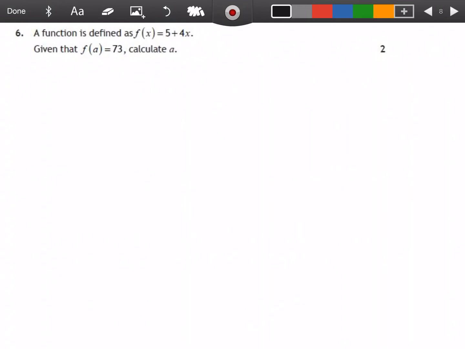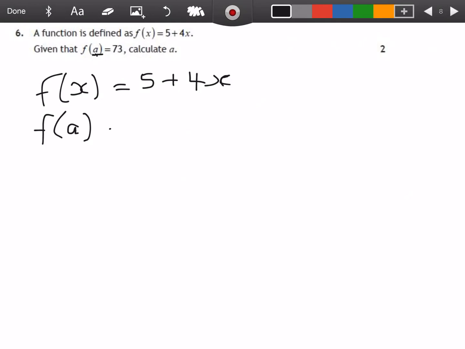Number 6. Here's a function. f(x) is 5 plus 4x. f(a) equals 73. Find the value of a. Right, this is not where you sub in 73 for x. If the number 73 was inside that bracket, you would replace x by 73. But 73 is not in the bracket. It's a letter a inside the bracket, so that means it's a that's replacing the x. But it's equal to 73, so that's why we're putting it equal to 73. It's really just a mini equation.